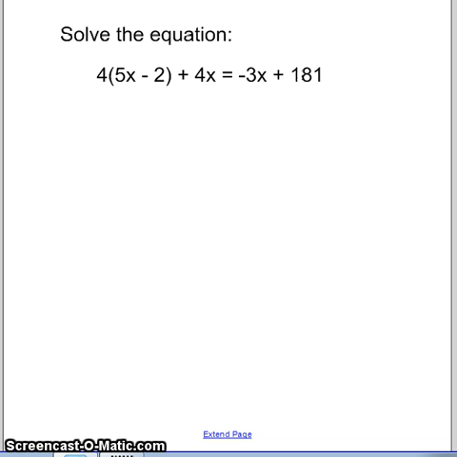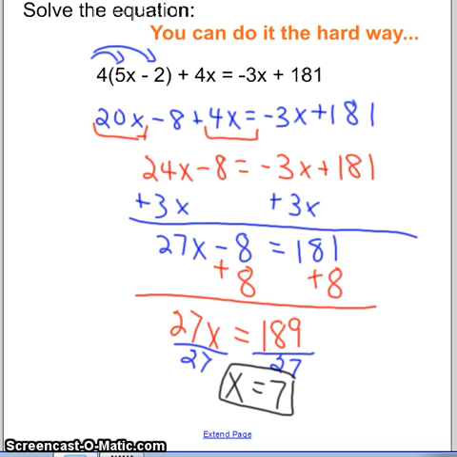The first thing I want to do is take a look at this equation. I know all of you can solve equations, so I picked about the hardest one I could come up with. If you had the time, you could do this equation the hard way. The first thing we would do is distribute the 4. We would combine like terms. We would get all of our x's on one side. And then we would finally solve the two-step equation at the end by adding 8 and dividing by 27. And we would get the answer equals 7.